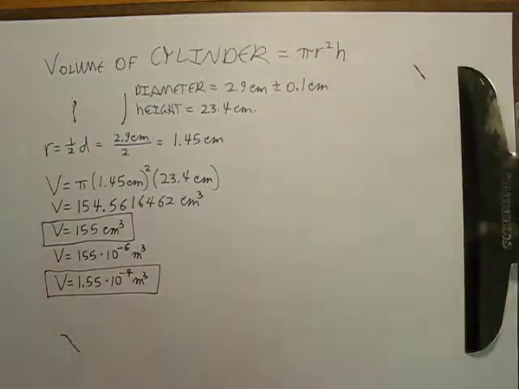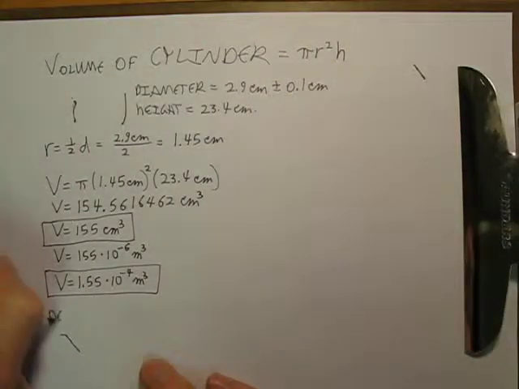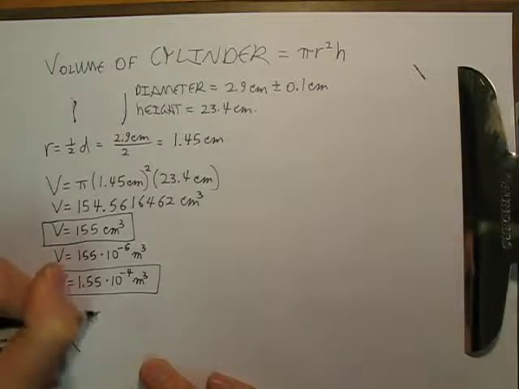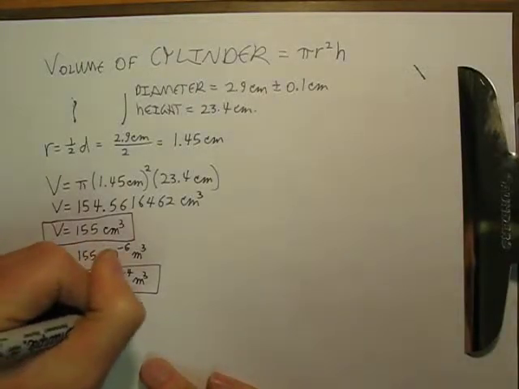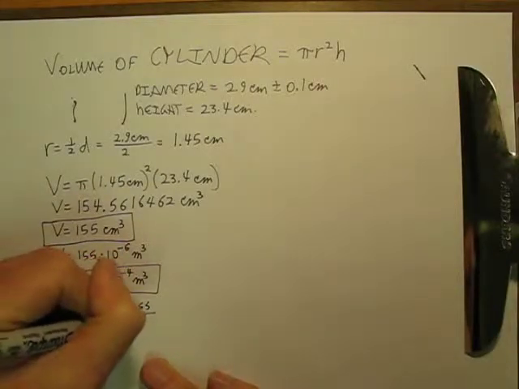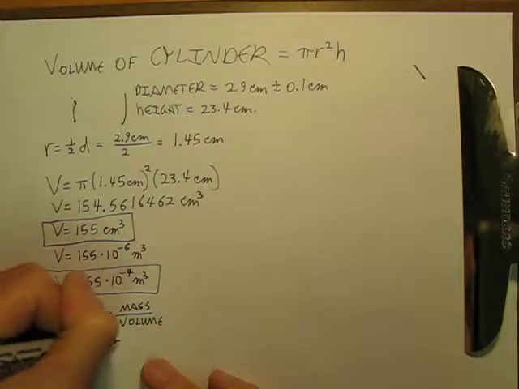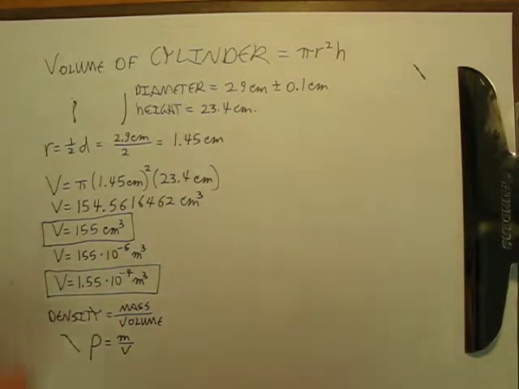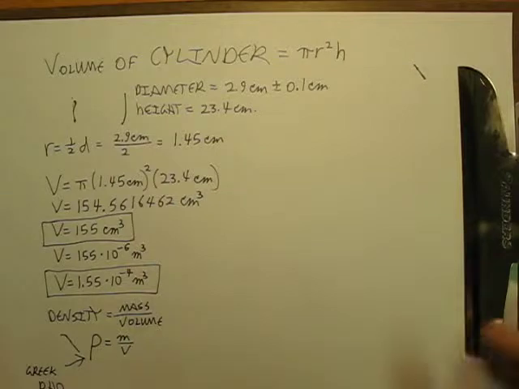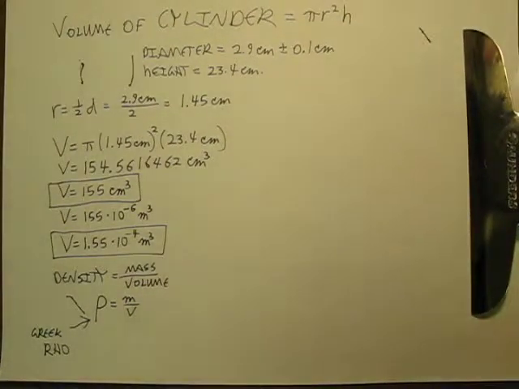Now, I want to do density. Density is mass divided by volume, or we're going to say rho equals m over v. That is not a P, that is a Greek R, a Greek rho. Put that up so you can see it like that. Okay, so I need to know the mass of my cylinder.